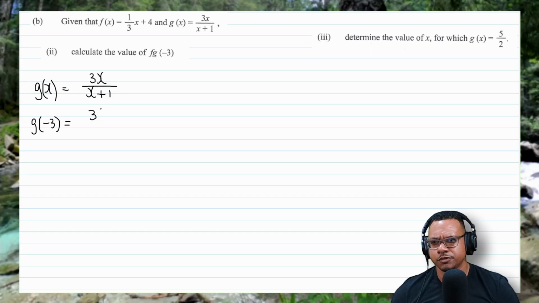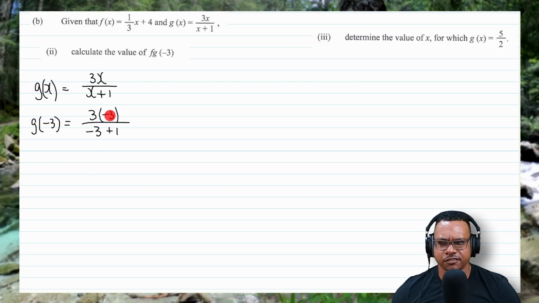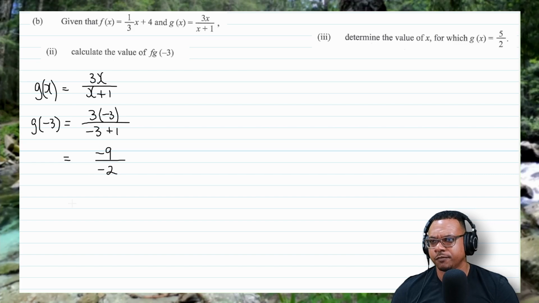So I have 3 times x, which would be 3 times negative 3, over x plus 1, which would be negative 3 plus 1. So 3 times negative 3 is negative 9. So that'll be equal to negative 9 divided by, and negative 3 plus 1, you'll get negative 2. And of course, if you divide two negatives, you're going to get positive. So this will just be equal to 9 over 2. So that'll be g of negative 3.